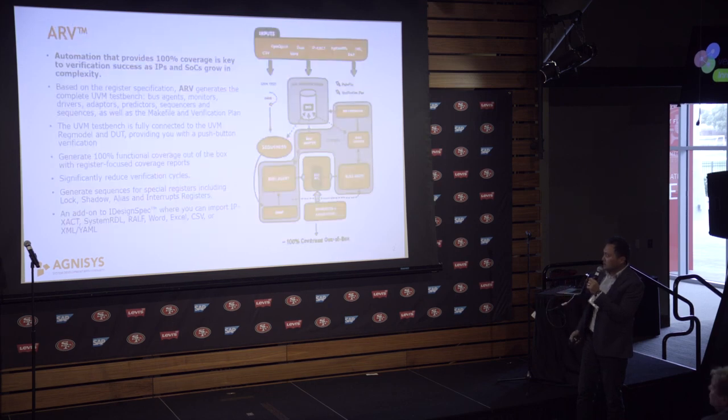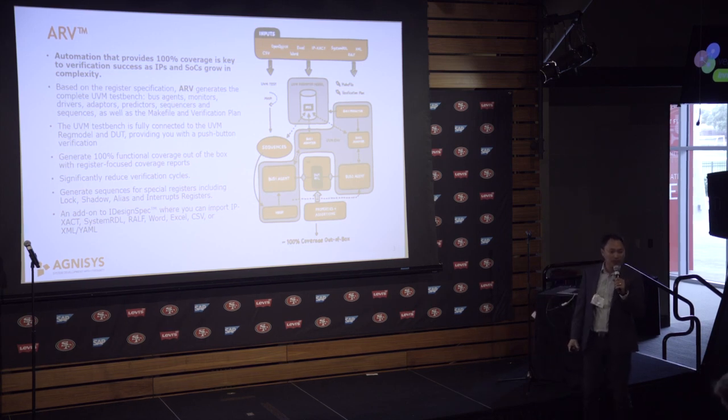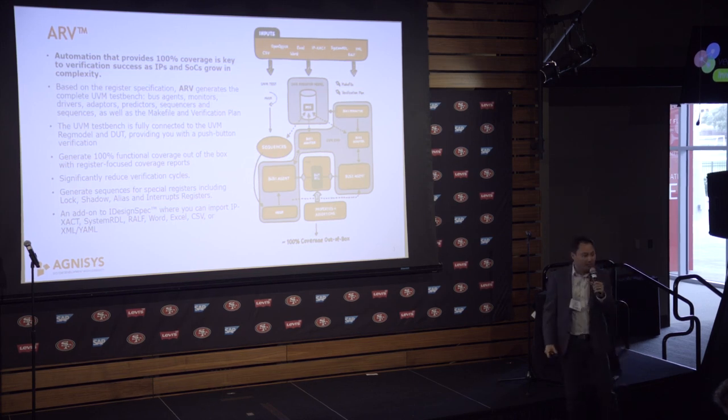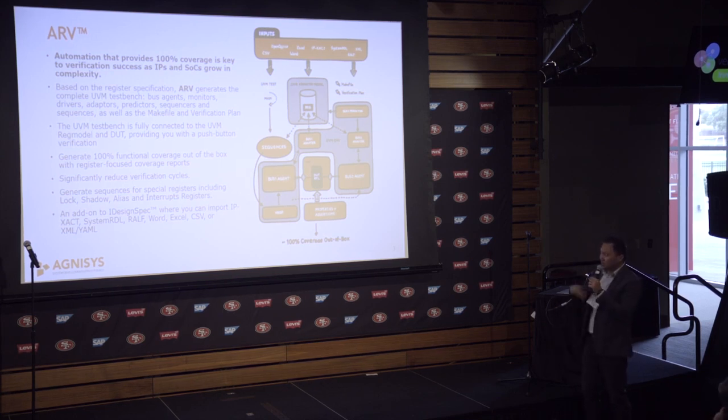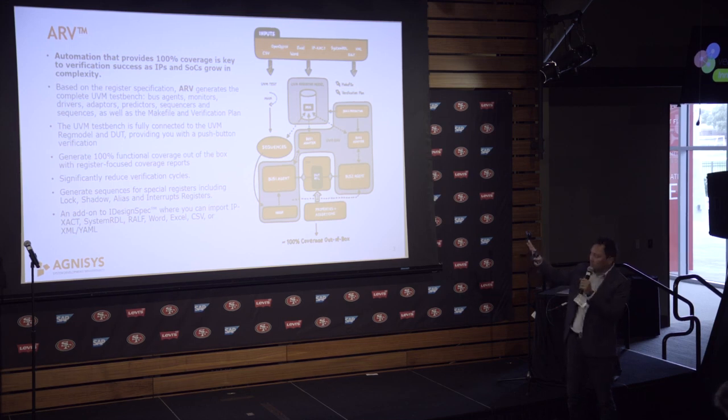The next one is the code generator for the UVM test bench. Based on the UVM reg model, we can generate the complete UVM test bench. That includes the sequences, the basic sequences for special registers, and also the agents for that. Our goal is to provide the entire UVM test bench with the makefile and verification plan to give the user the ability to achieve 100% functional coverage. We also generate the SystemVerilog assertions for formal checking, and we're working with some partners for that.